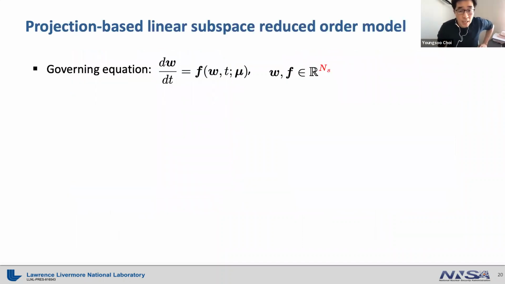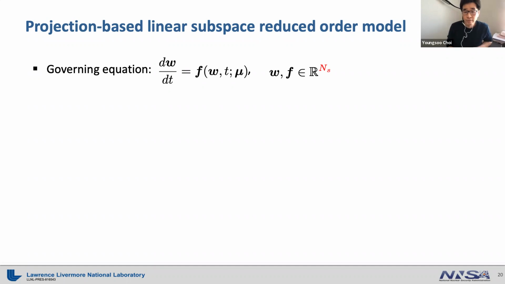All right, now let's switch gears a little bit. So far, all the approaches I have introduced were data-driven only. They did not incorporate available physics information such as mass or energy conservation, etc. However, incorporating this available physics information in a data-driven approach is extremely important. One way of doing this is to use the projection-based reduced order model technique.